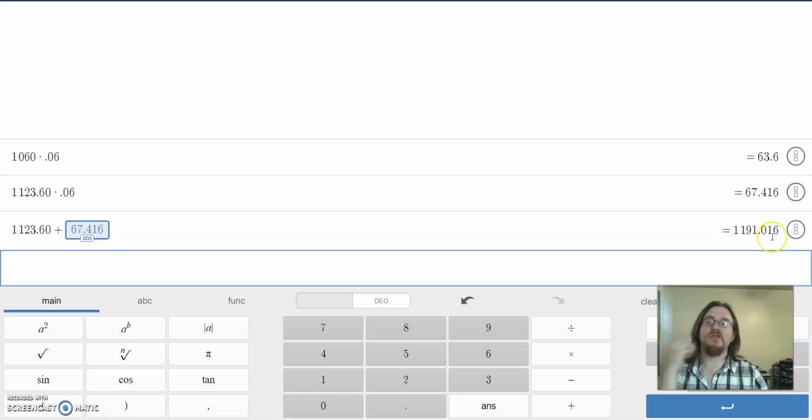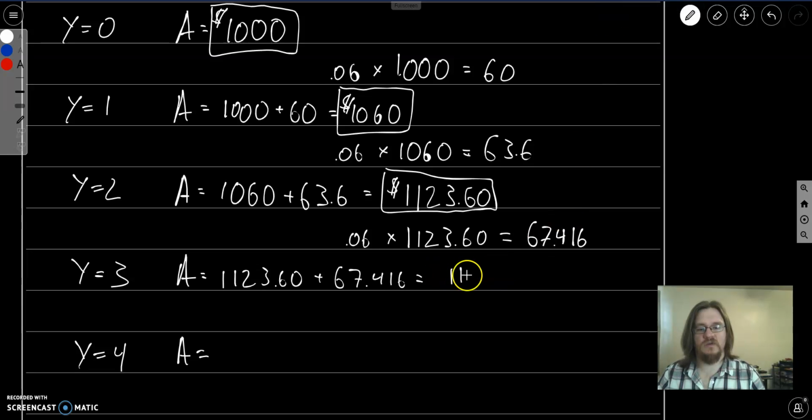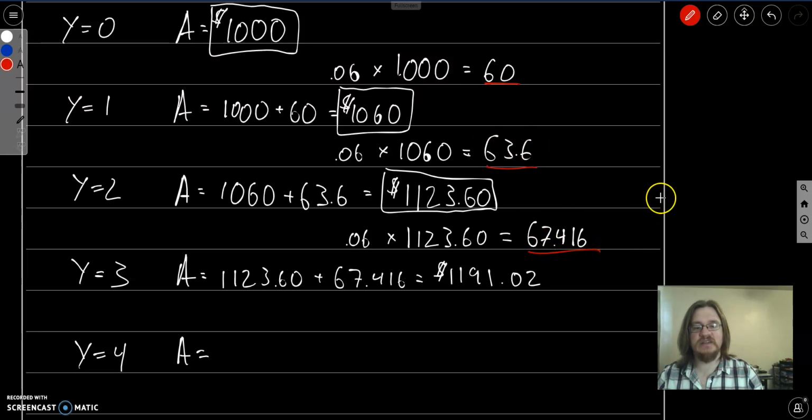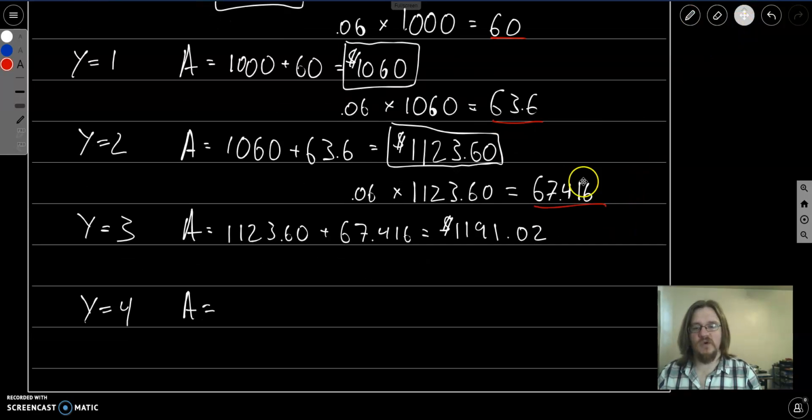But what we want to do is we'll usually round to the nearest cent. So that's 2 decimal places. So instead of 0.01, the 6 will round that up to 0.02. So that was 1191.02. So we can see that every year we're earning a little bit more interest. The first year we earned $60 in interest. The second year we earned $63. Next year $67. Let's do one more of these. For year 4, we look to see how much money we have in our account.